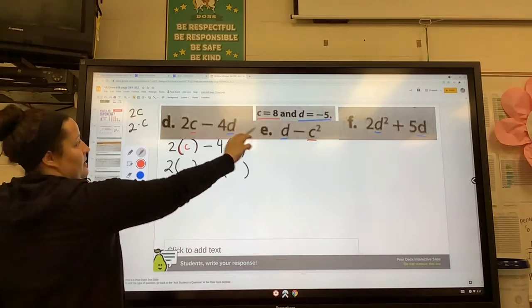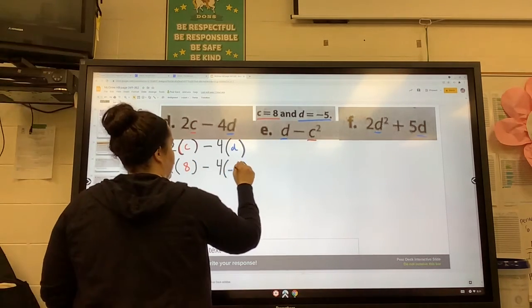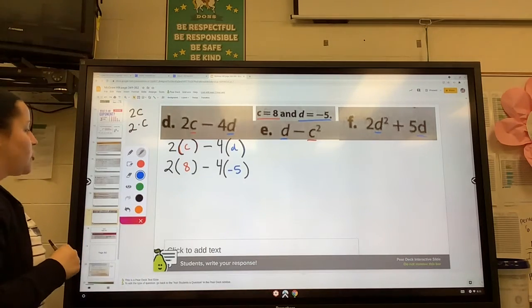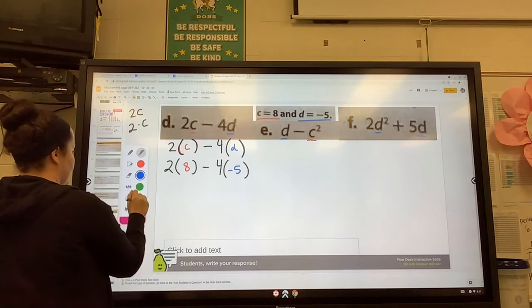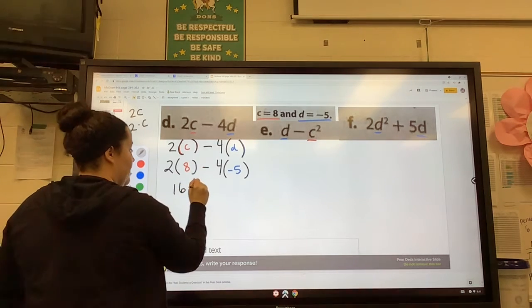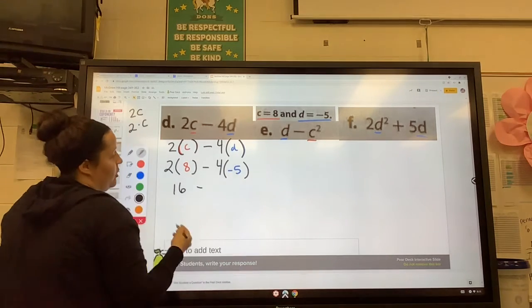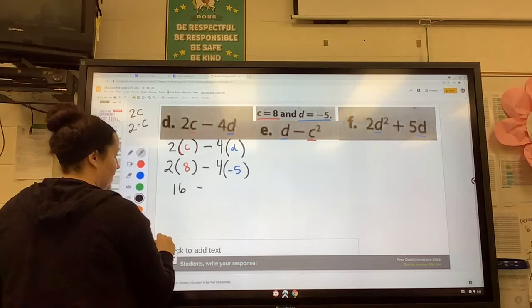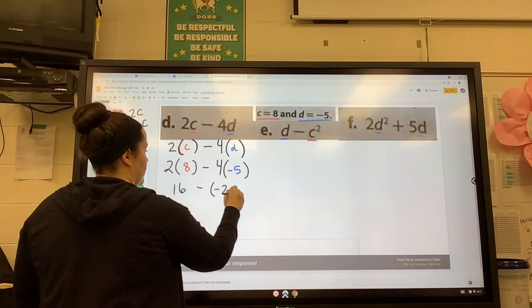So C is 8. D is -5, okay? We're going to keep going. So we have to multiply before we subtract. So we're going to multiply 2 times 8, which is 16. We're going to bring down the minus, and we're going to multiply 4 times -5. Well, 4 times 5 is 20, right? And one negative means you'll get -20.